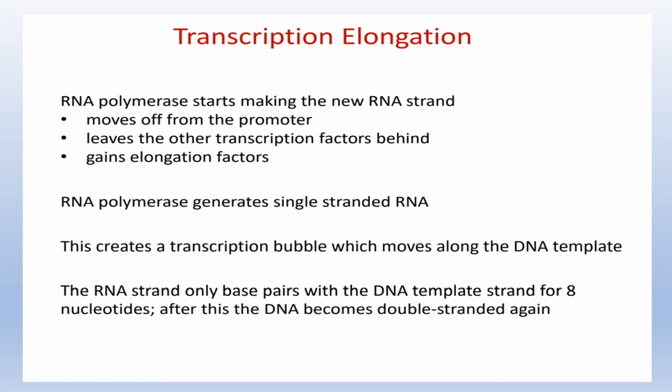In the elongation of transcription, RNA polymerase starts making the new RNA strand. Elongation is the addition of nucleotides to the mRNA strand. RNA polymerase reads the unwound DNA strand and builds the mRNA molecule using complementary base pairs. See, it moves from the promoter and leaves the initiation transcription factors behind, and it gains some elongation factors to elongate the transcription. And RNA polymerase generates a single stranded RNA, only single stranded RNA.